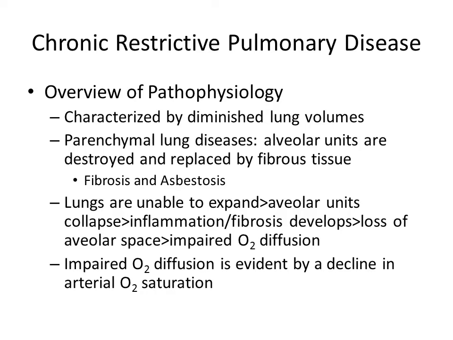Lungs are unable to expand, so alveolar units collapse. Inflammation and fibrosis develop, and there is a loss of alveolar space and impaired O2 diffusion. Impaired O2 diffusion is evidenced by a decline in arterial O2 saturation as seen by a pulse oximeter. You see arterial or blood saturation rates of less than 90%.